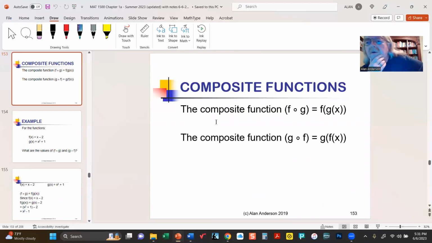All right, so we're going to pick it up where we left off yesterday, which is composite functions. This is kind of an interesting idea. What you actually have here is a case where we have a function of another function. So there's a couple of ways we can express these.